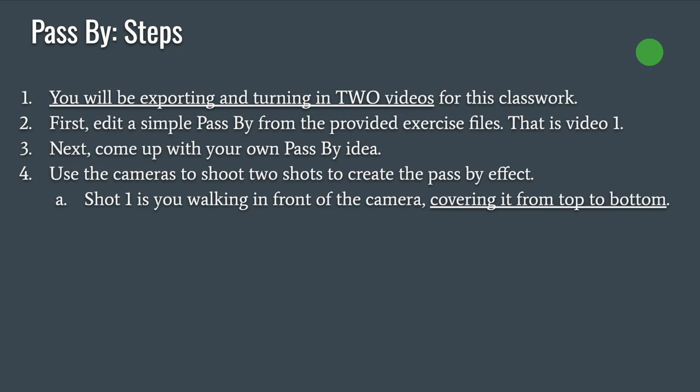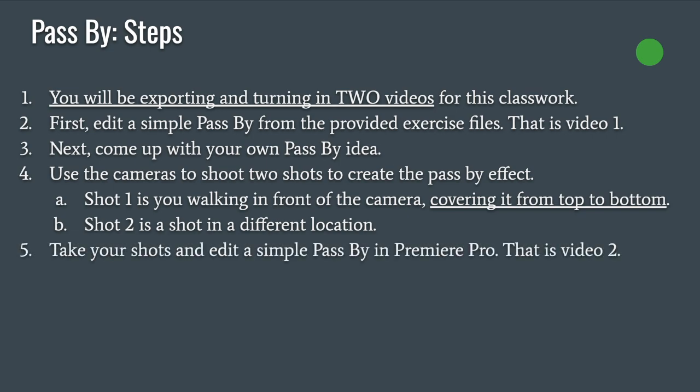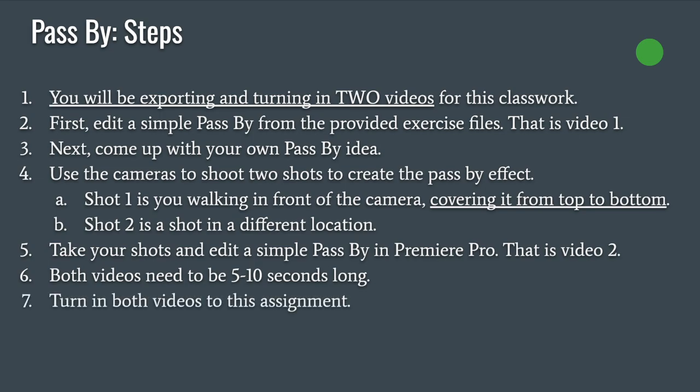So make sure you walk in front of the camera, again, covering the entire frame from top to bottom. That's the key to this. And then just shoot shot number 2 in a totally different area so we can see that it's a nice transition. And again, don't copy my ideas, please. Take your own shots. And you'll create the simple effect in Premiere Pro. As always, our shots are very short. Our final videos for these easy effects, only 5 to 10 seconds long.